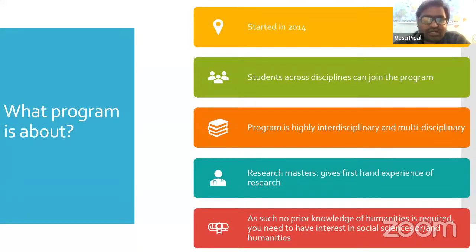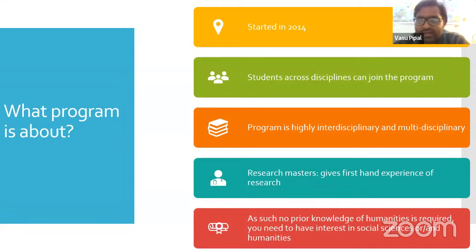So, starting with the program. The program was started in 2014 by IIT Gandhinagar. One of the specialties of this course is that it can be joined by students across disciplines. You don't need to be specifically from humanities. Telling about myself, I came from a chemistry background. I didn't have any background in humanities; I was exposed to humanities after coming here. Even in our batch, most of the students are from a non-humanities background.